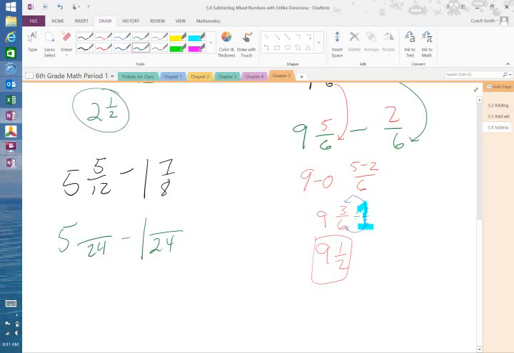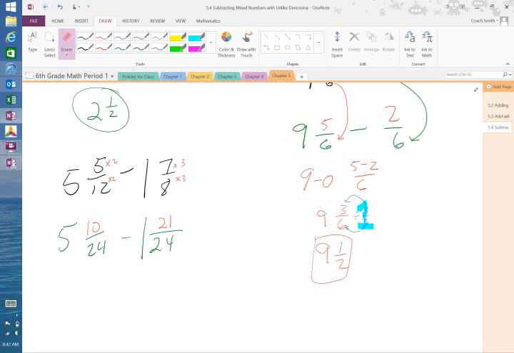Remember, nothing happens to the whole numbers when you're finding the common denominator and making the equivalent fraction with the new denominator. The only things that happen are to the bottom and top number of your fraction. So, what did we do to 12 to make it 24? Multiplied it by 2. So we do the same thing at the top, which makes that 10. All right, now, what did we do to 8 to make it 24? Multiplied it by 3. So I do the same thing at the top, makes that 21. Okay? So now I have 5 and 10 over 24 minus 1 and 21 over 24.